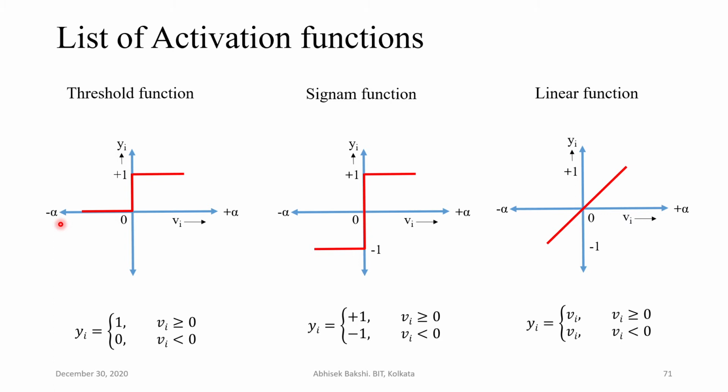Now in case of signum function, it is a little bit different. There is no concept of 0 in case of signum function. We consider it is either +1 or -1. In case of linear function, it's really linear. That's why its name is linear. We don't change vi. We say that if vi is greater than 0, let's keep it vi, and if vi is lesser than 0, I will say again it's vi. So there is no change.